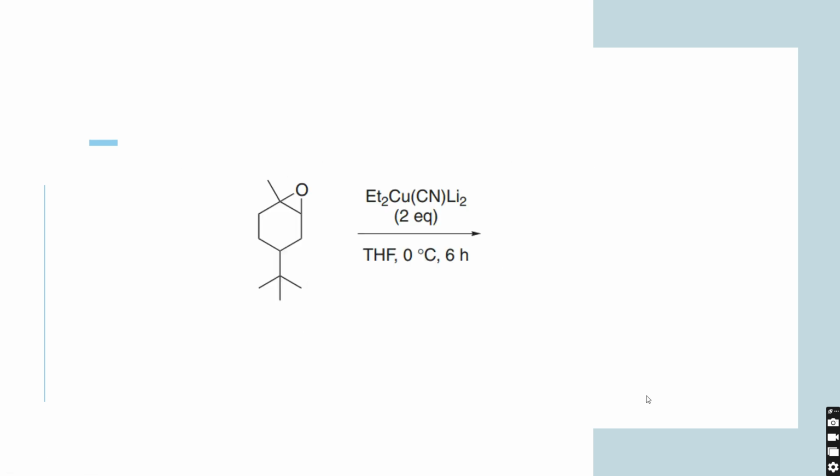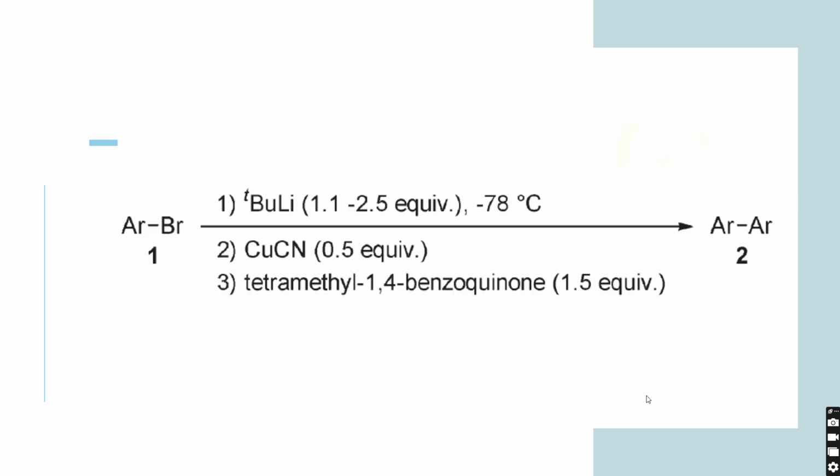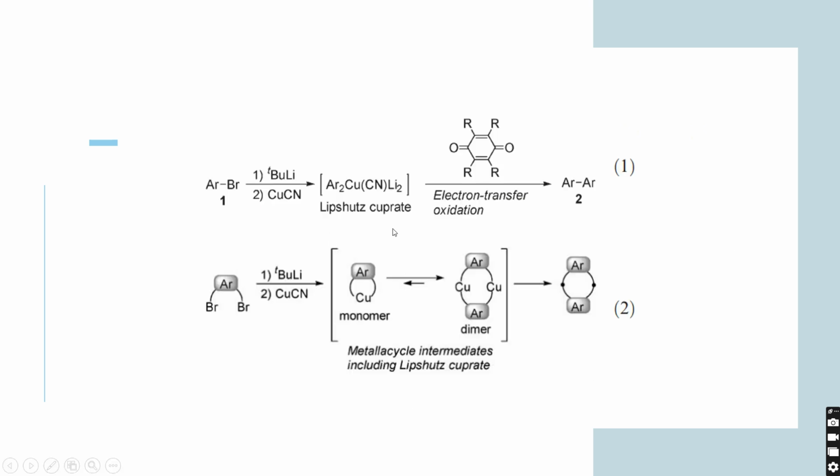Then we talked about Lipschutz reagent and how this Lipschutz reagent gave better yield and better selectivity when it comes to organocuprate reagents. Okay, and we also talked that the incoming nucleophile is going to attack the epoxide from the less sterically hindered site. Then we talked about this biaryl coupling reaction in presence of organocopper reagents.